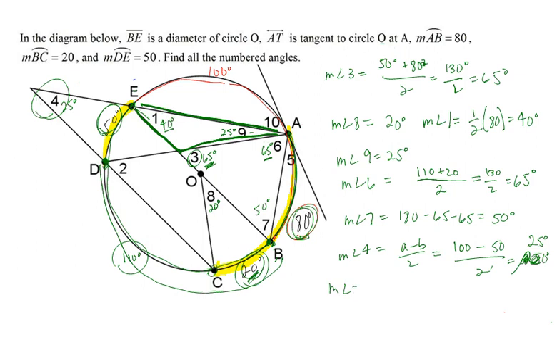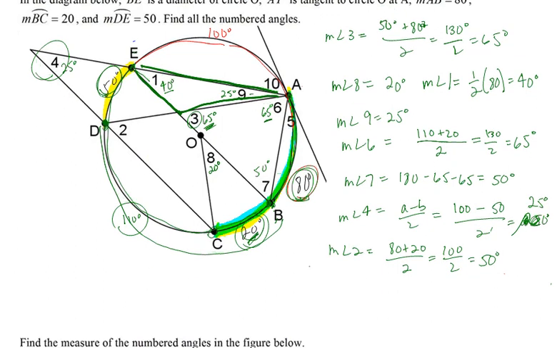On to angle 2. Let's see. We have an inscribed angle. Switch to another color here. Angle 2 is inscribing from A to C, so 80 and 20. But of course, we have to half that because it's an inscribed angle, so 100 divided by 2 gives us 50 degrees.